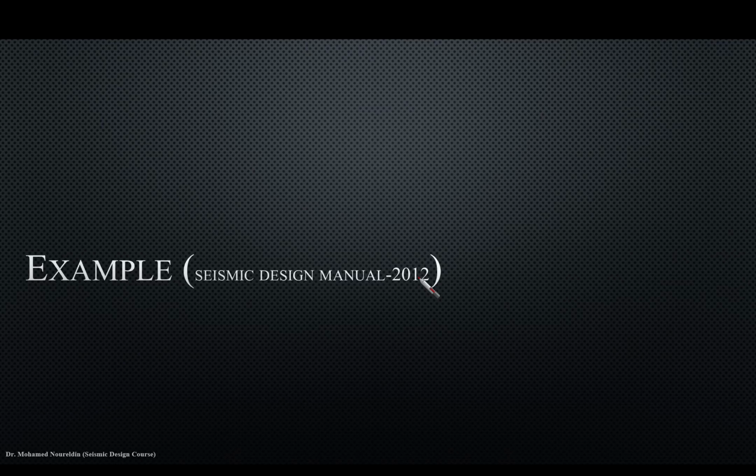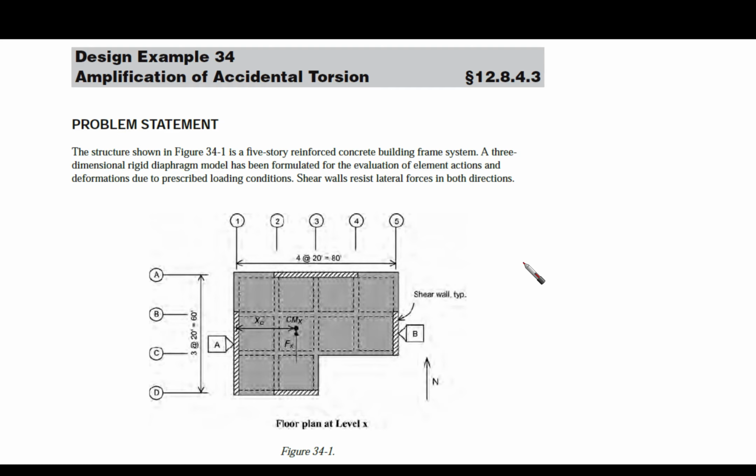Okay, now we are ready to take the example which is going to be shown. This example is from the Seismic Design Manual 2012, and it is using ASCE 7-10. But again, it is almost identical with ASCE 7-16. Now we are going to talk about the amplification of accidental torsion. This is the provision that you can find in the table as we have explained. Let's look at the problem statement.